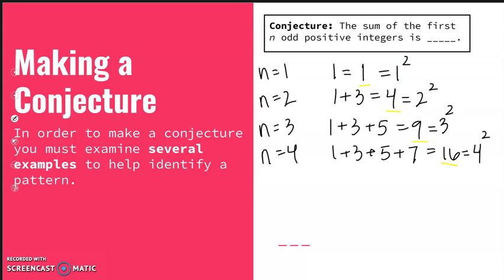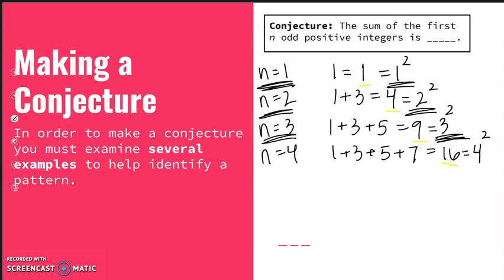With this new representation, hopefully you're seeing a relationship. When n is equal to 1, our value is equal to n squared. When n is equal to 2, our value is equal to n squared. If n is equal to 3, our final value is equal to n squared.